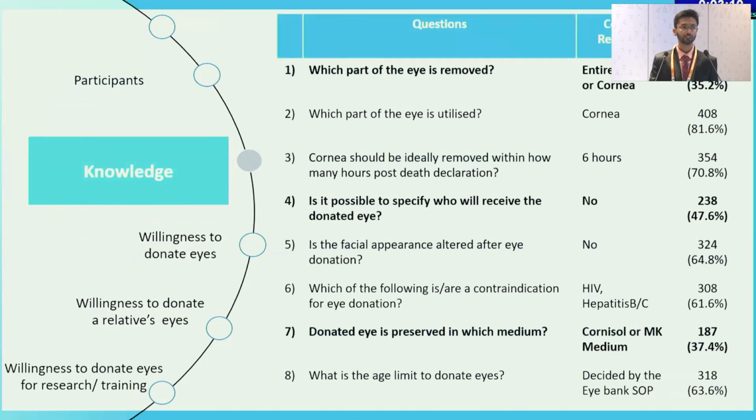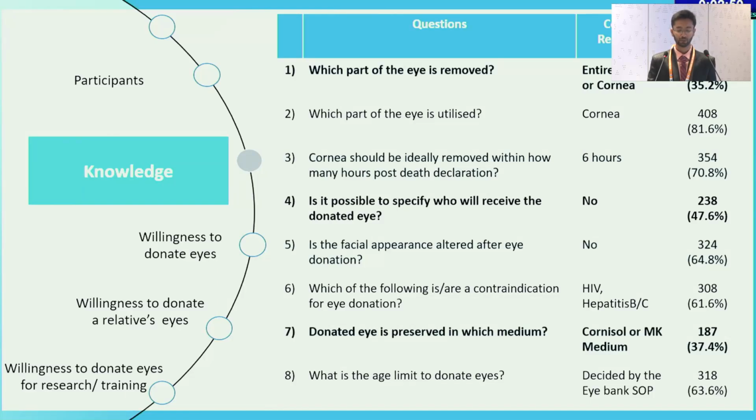So the questionnaire was divided into two halves, the knowledge domain and the attitude domain. The knowledge domain had 8 questions, and each of the questions was scored as 1 point. Only 35.2% of the participants were aware that either the cornea or the entire eyeball can be removed for donation.